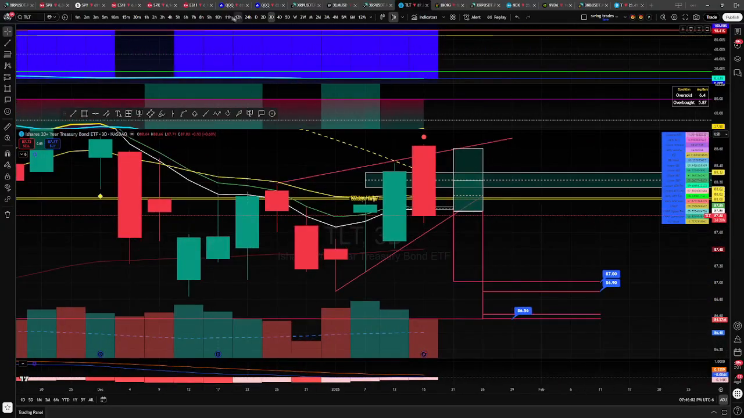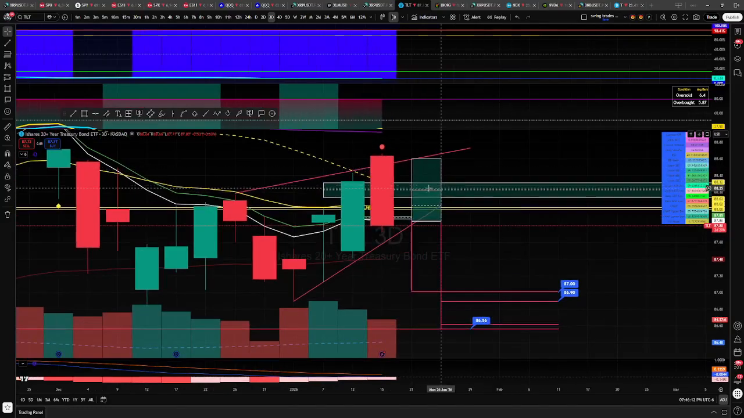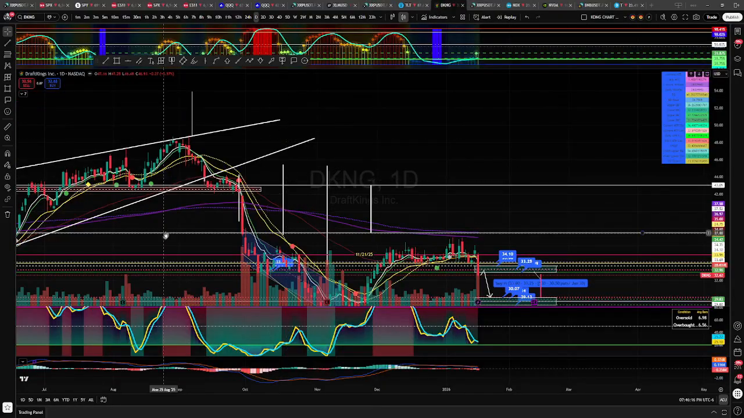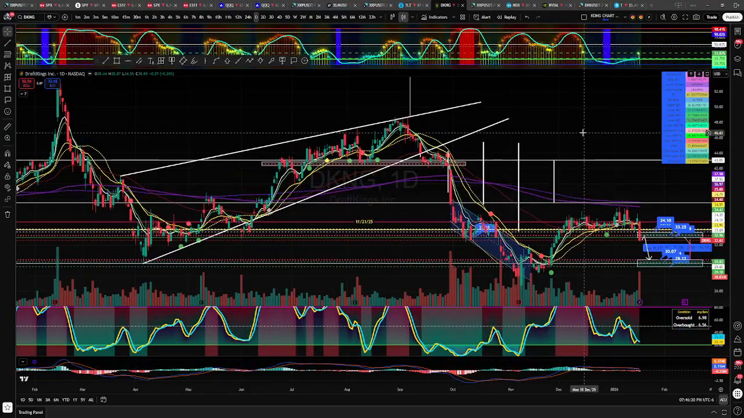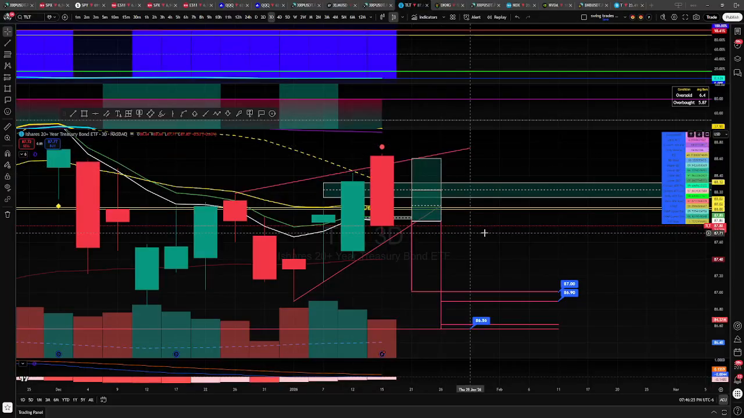But here's what I'm looking at. So yeah, we already have a wedge squeezing, tightening. So we might hit this area here, this zone here, and then drop. It's basically just like my Draftkings wedge, but for the downside. So just kind of think about it like that.